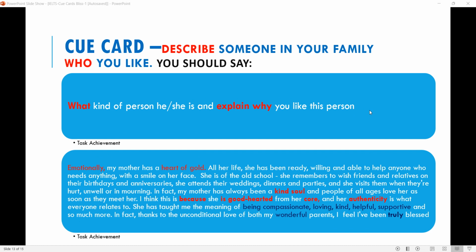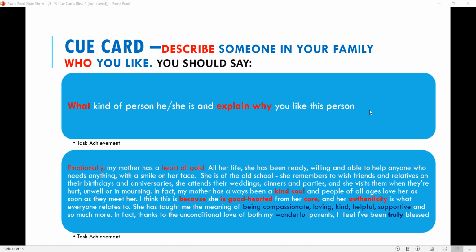She remembers to wish friends and relatives on their birthdays and anniversaries. She attends their weddings, dinners, and parties, and she visits them when they are hurt, unwell, or in mourning. So, mourning means when somebody is in deep sorrow. Another connector here, in fact, my mother has always been a kind soul, and people of all ages love her as soon as they meet her.